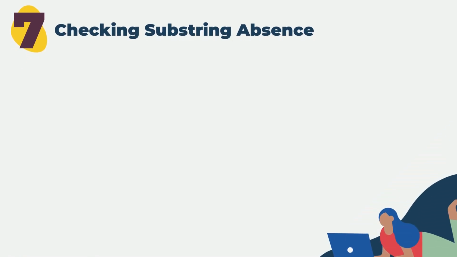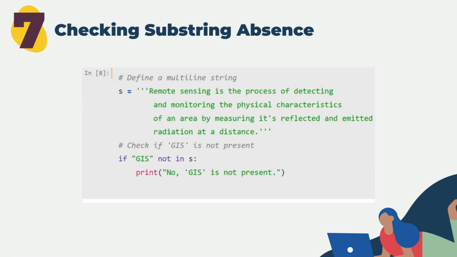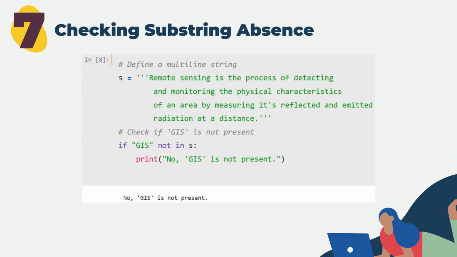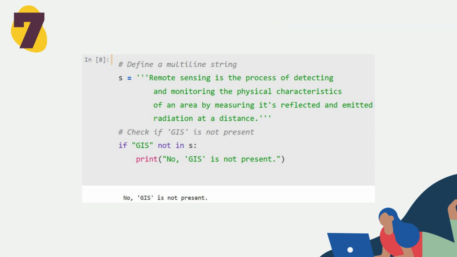In Python, you can also check for the absence of a substring within a string using the not in expression. Here's an example. In this code snippet, we use the not in operator to check if the substring GIS is not present in the multi-line string. If the condition is true, it prints the message "No, GIS is not present."